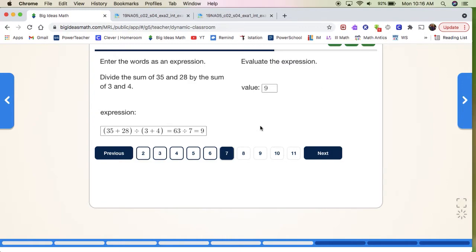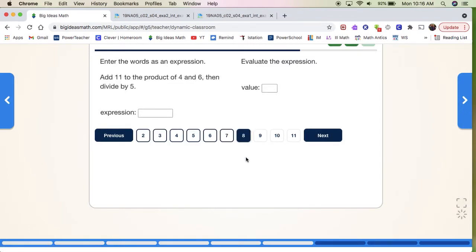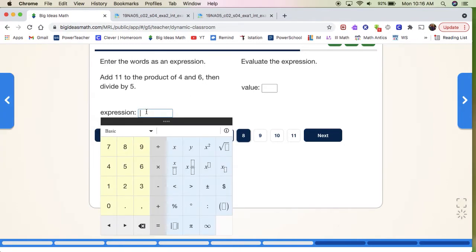Like I said, you can stop it and look at it. This becomes this. This becomes that. And then just keep working down from there. All right, add 11 to the product of 4 and 6, then divide by 5. Product, again, implies multiplication. So we're going to add 11 to the product of 4 and 6. And then that whole thing is divided by 5.